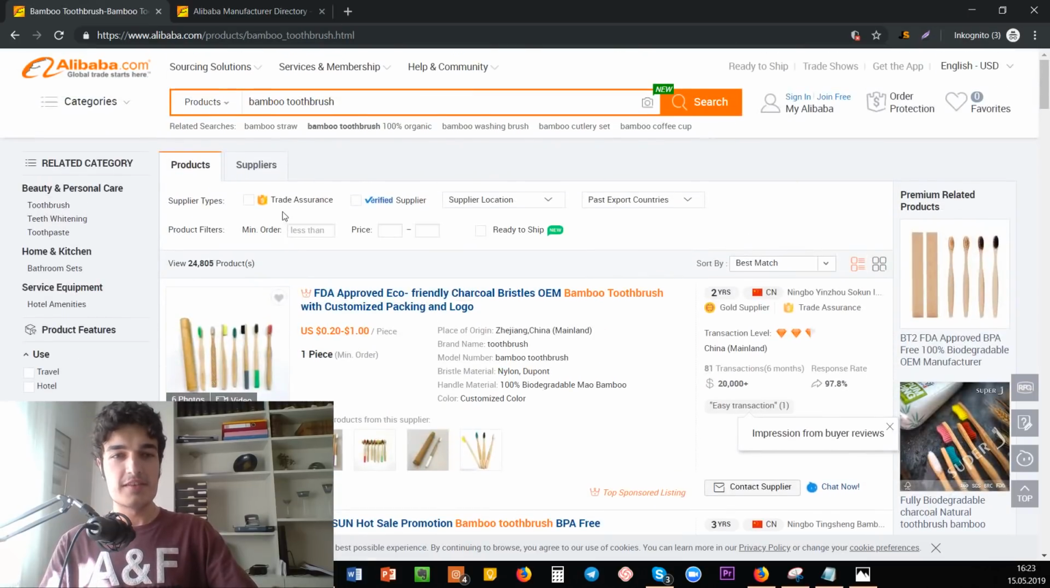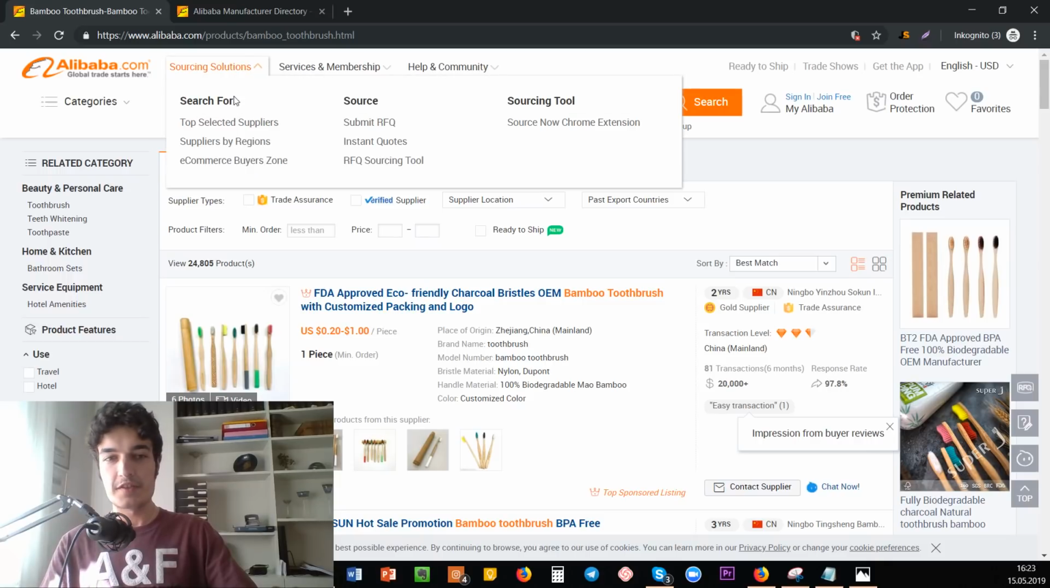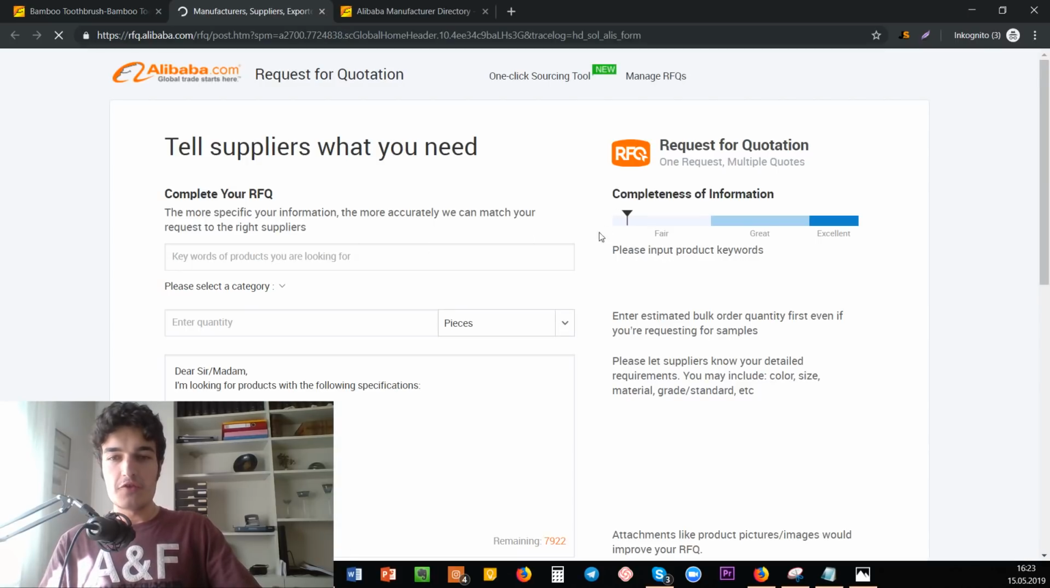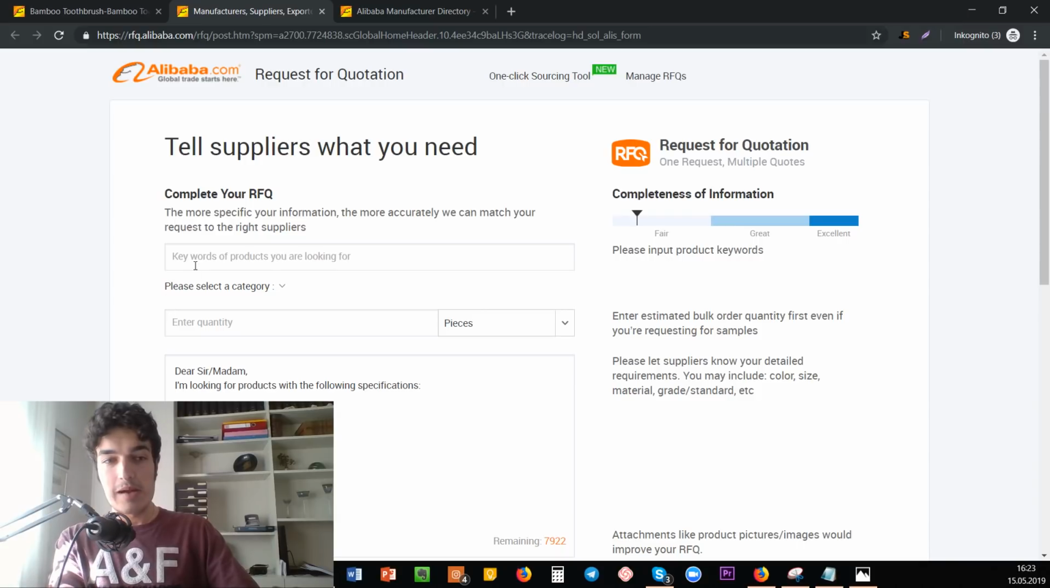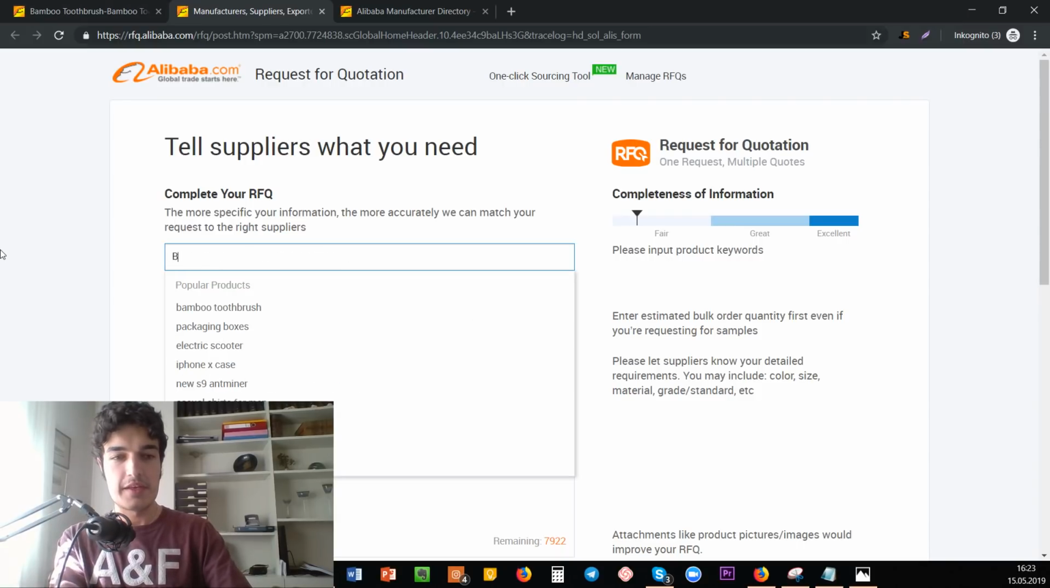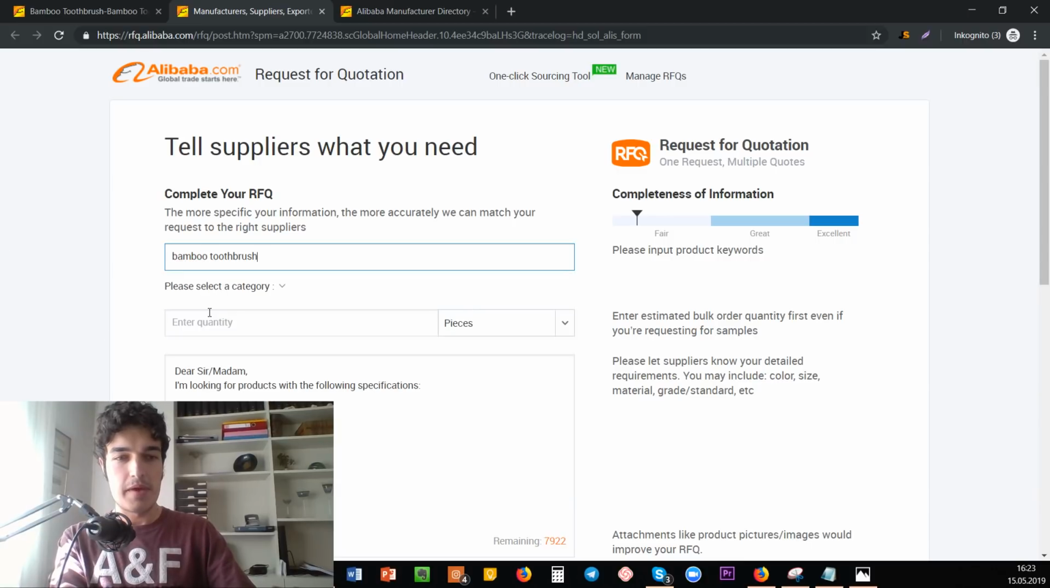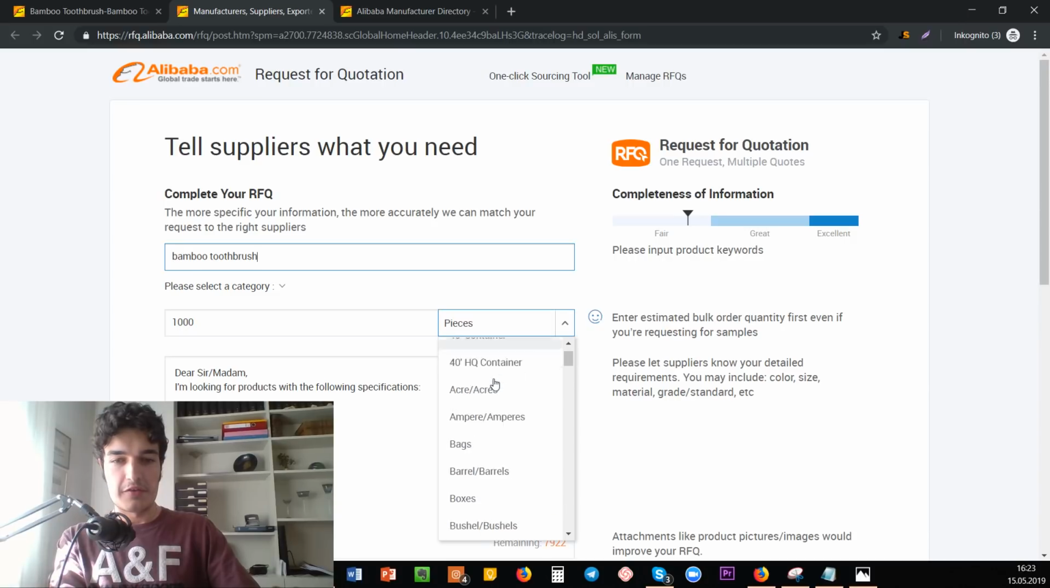The second thing is that you can use a so-called sourcing solution, and here you can go with an RFQ, request for quote. So what you do here is you see that on the right hand side it says completeness of information, because with a request for quote you basically tell the suppliers on Alibaba what you need. So let's say we stick with a bamboo toothbrush example. You type in bamboo toothbrush, and then you have pieces or containers or something like that, but I assume you want to go with pieces.